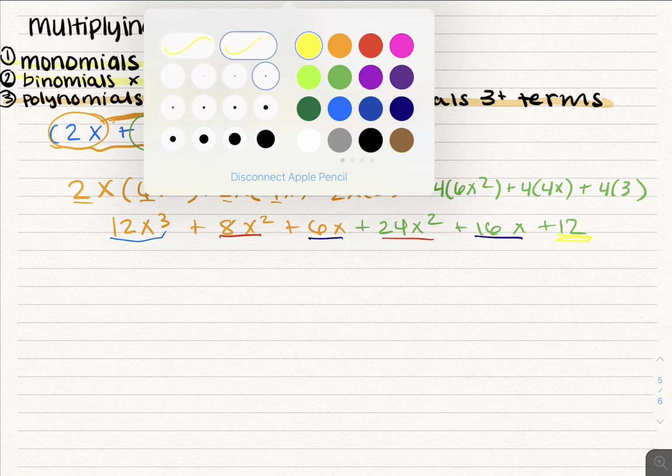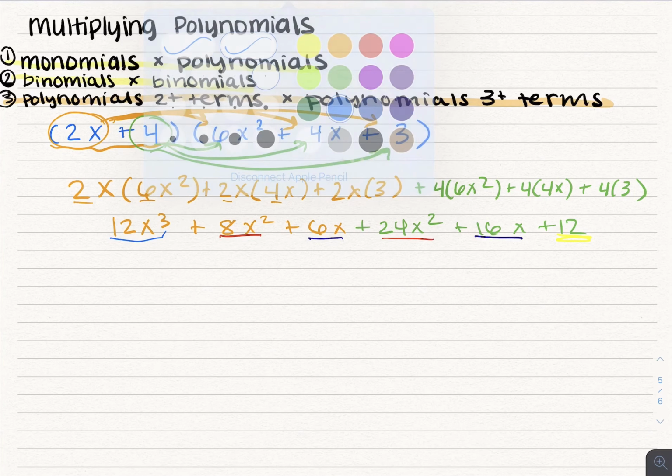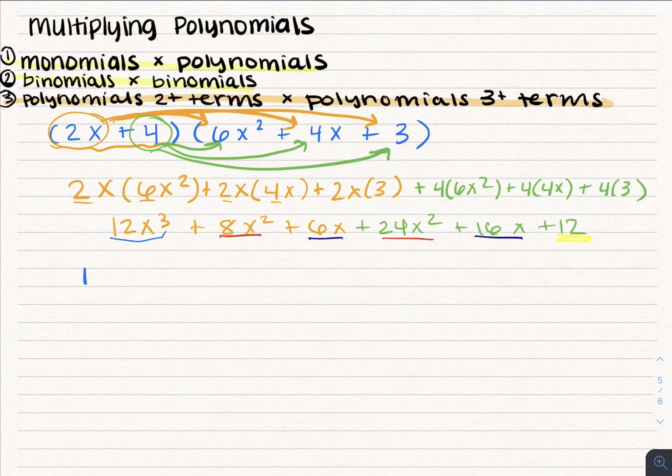Okay. So now we're going to bring that down here. We'll bring down 12x cubed because it's by itself. And now we have 8x squared and 24x squared, which is 32x squared. We have 6x plus 16x, which is 22x. And we have 12 all by itself. Right? And there's our answer that way.